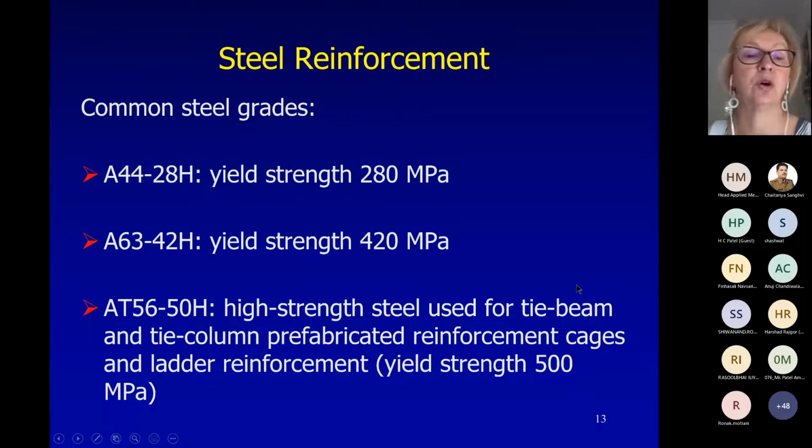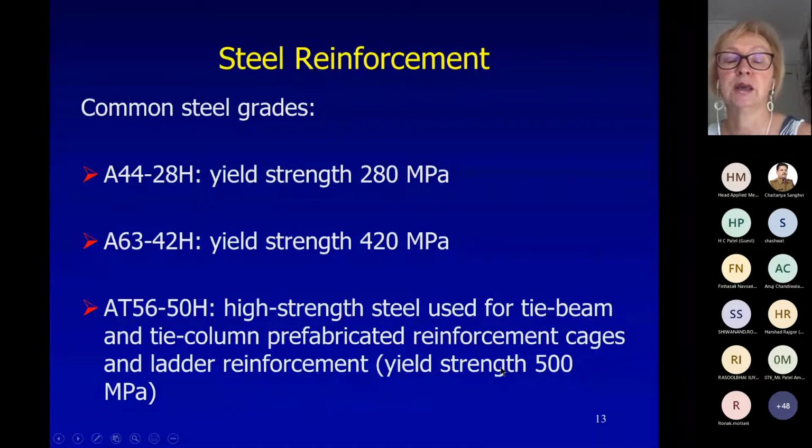Steel reinforcement, common steel grades are this kind of mild steel with the grade of 280 MPa, and the higher, this deformed steel or Tor steel as called in India, with 420 MPa. And then they have high strength steel, which is used for tie beam and tie column prefabricated reinforcement cages and leather reinforcement, and yield strength is 500 megapascal.